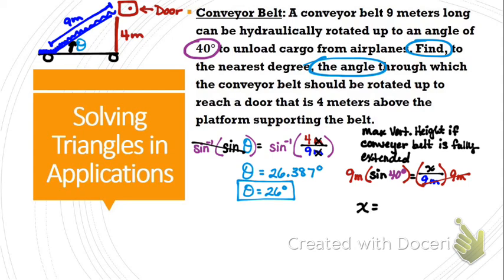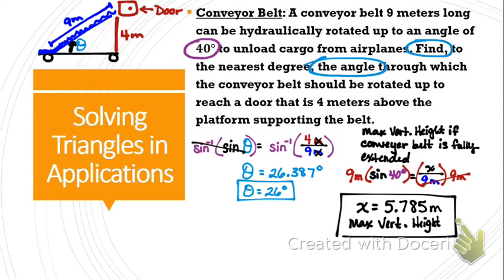Let's take this one out to 3 places. What is the highest this could go? 5.785. 5.785 meters. That would be the max vertical height. So it can't be more than 5.5-ish feet off the bed of this little trailer thing with the conveyor belt.